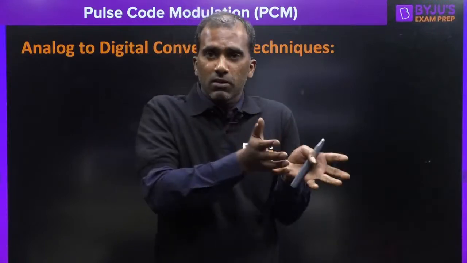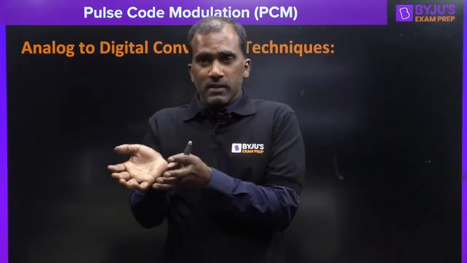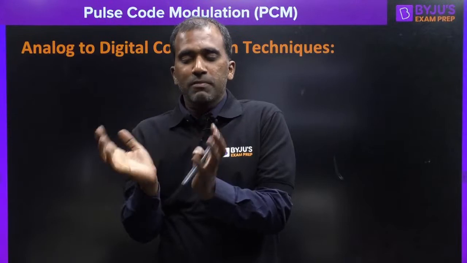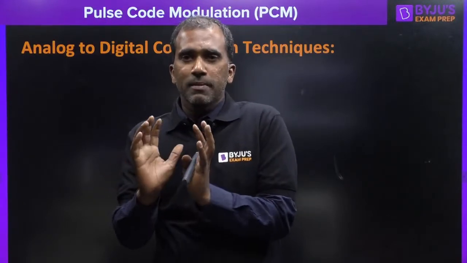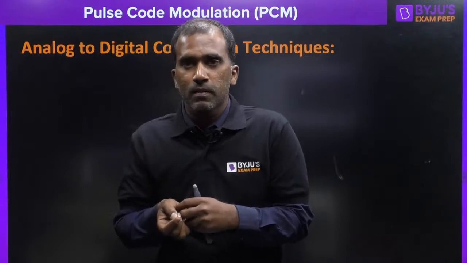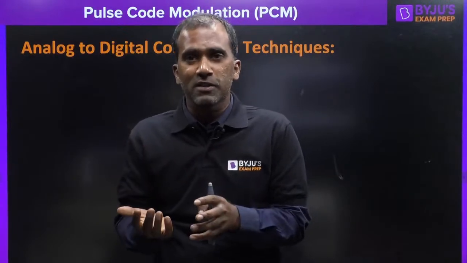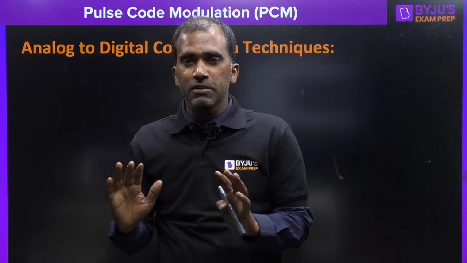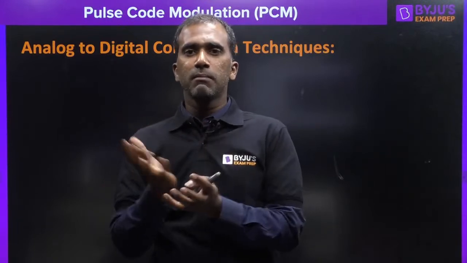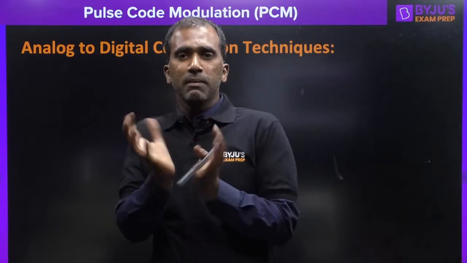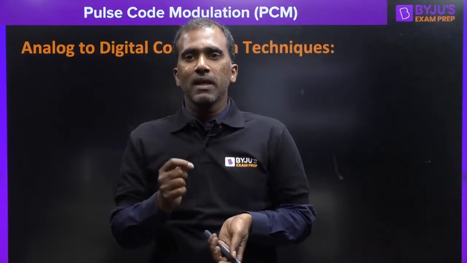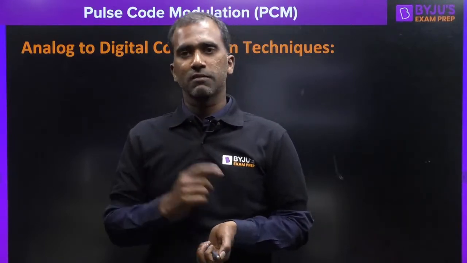The number of bits that you use to convert an analog signal to digital should be as minimum as possible. It should not be so minimum that you lose quality of the signal. You should not lose information. Without losing information, if you can convert the analog signal to a digital signal using the minimum number of bits possible, that is what I mean by efficient conversion of analog to digital.